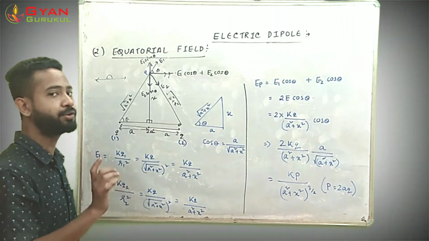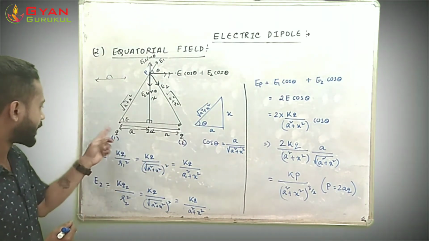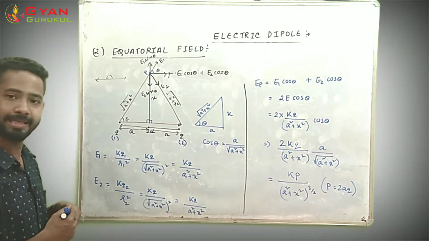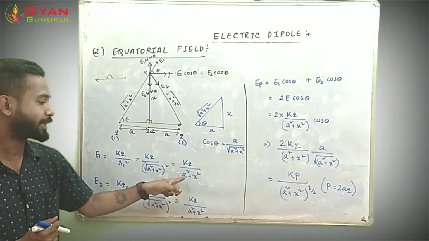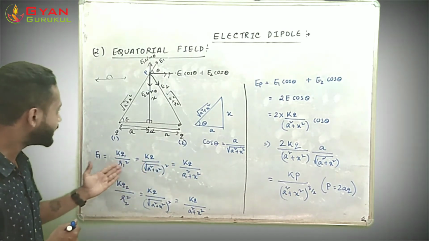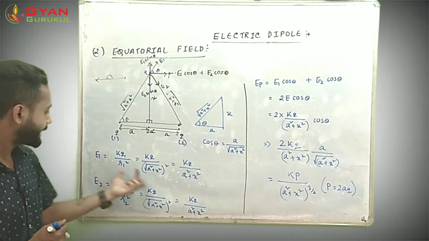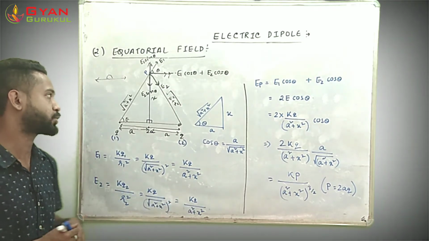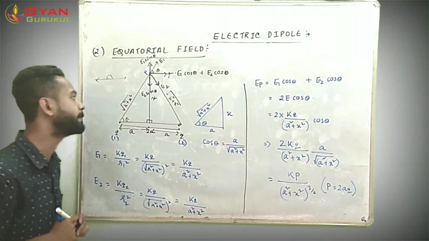So first of all, in order to get the total electric field at point P, we need to find the individual fields for charge 1 and charge 2. For the first charge, the electric field E1 is given by kq1 by r1 square, which comes out as kq by x square plus a square. Similarly, since the second charge is at the same distance, it comes out to be kq by a square plus x square. These distances are found using the Pythagoras theorem, so that's pretty simple.